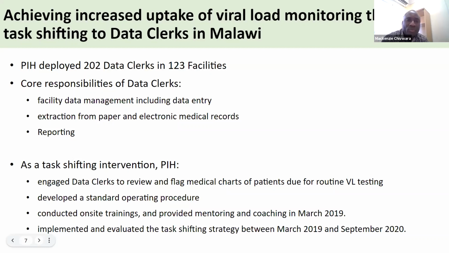For us to be able to achieve that, we recruited and deployed facility-based data clerks. Currently, we have about 202 full-time facility-based data clerks in all the 123 facilities. Their core responsibility is facility-level data management, including EMR data entry, extraction, and also reporting.